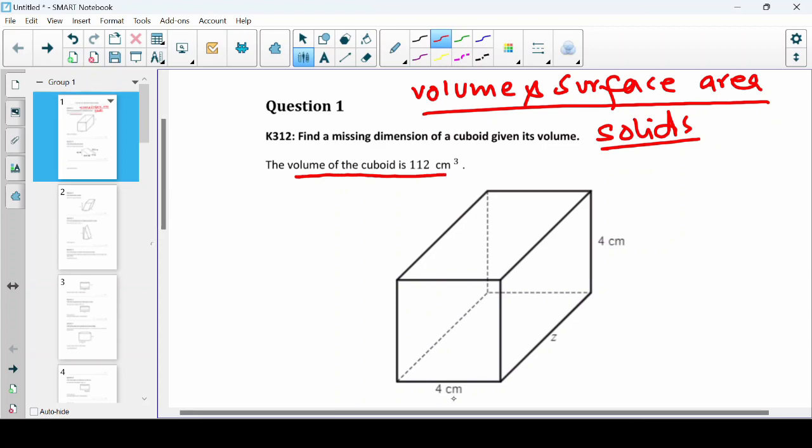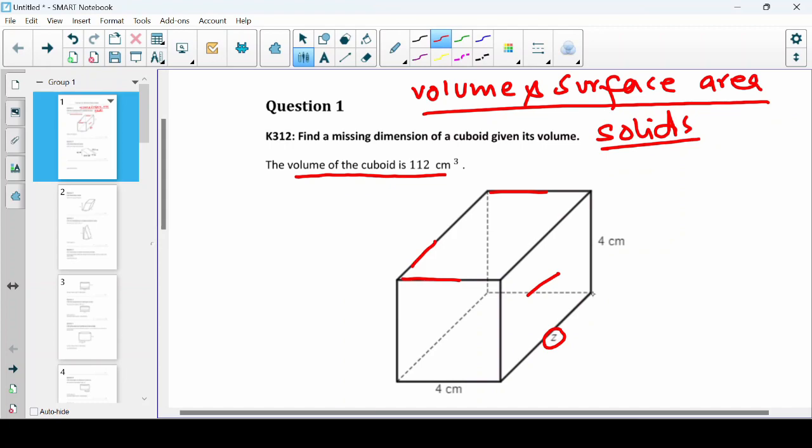and we have to find this missing length, that is z. A cuboid is a 3D shape in which two opposite faces are the same. Like in a cube all sides are equal, but in a cuboid the opposite sides, for example this side and the side opposite to it will be the same, this side and this side will be the same. So the opposite faces are the same in cuboids.